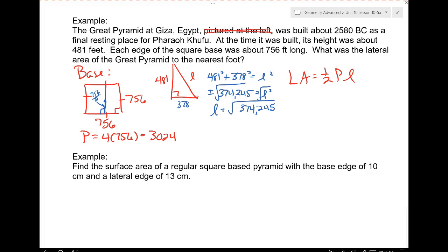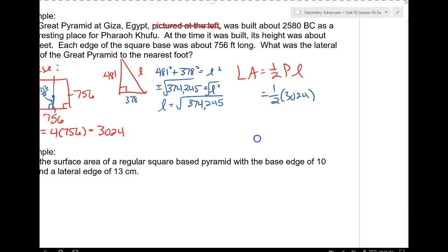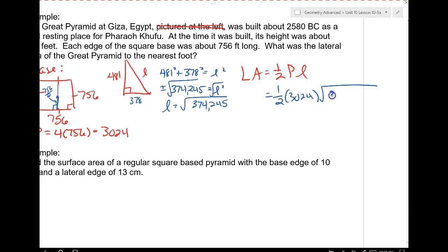No. Okay. So the cool thing with this one is, because I'm asking you to round to the nearest foot anyway, it's going to be okay to let our calculator do the work. So let's just plug it in. Half the perimeter, which is 3,024, times the slant height, well, that's the square root of 374,245. Punch that into your calculator, and yes, it should be large if you did it right.